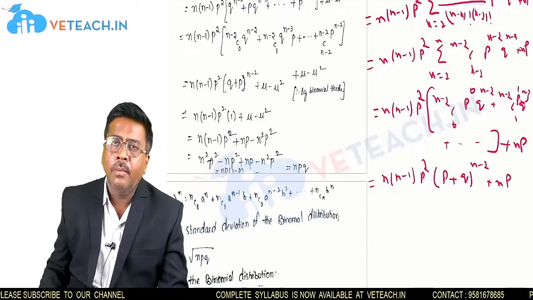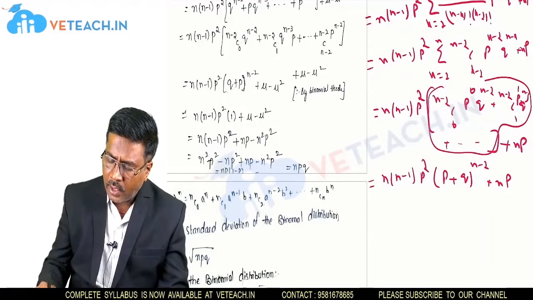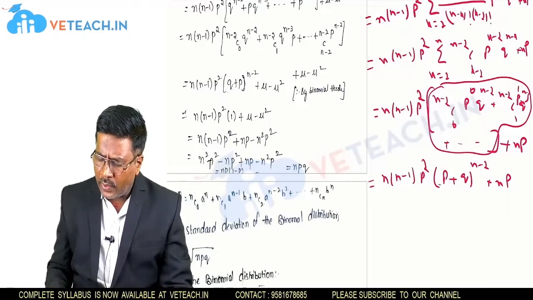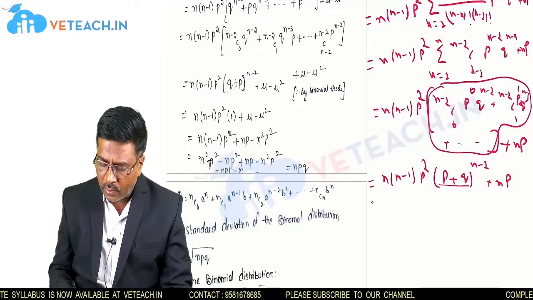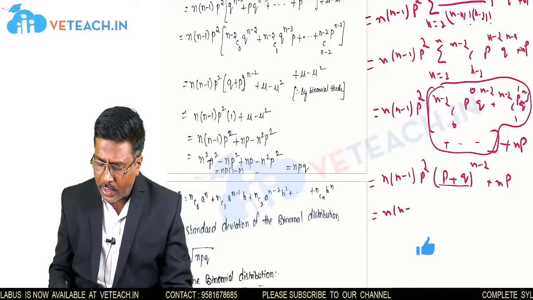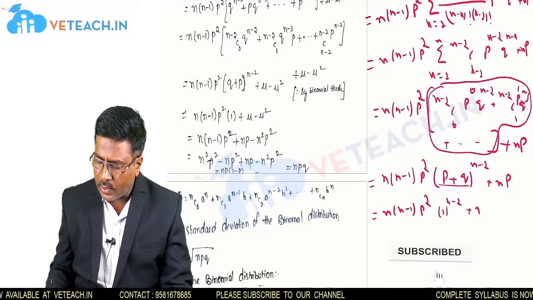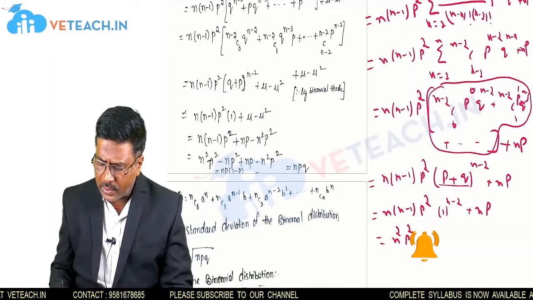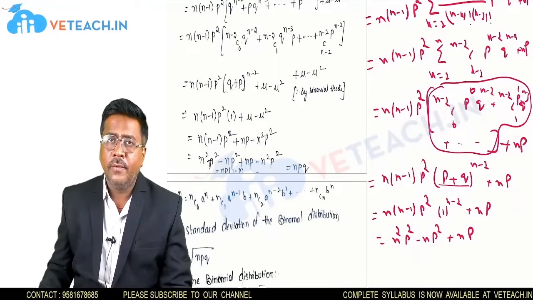By the binomial theorem, we have to write this total expansion as (p plus q) whole to the power of n minus 2. Already we are aware that p means probability of success and q means probability of failure. The summation value is equal to 1 here. Then n into (n minus 1) into p square into 1 to the power of n minus 2, plus np. So that is equal to n square p square minus n p square plus np only. Will you catch your point?